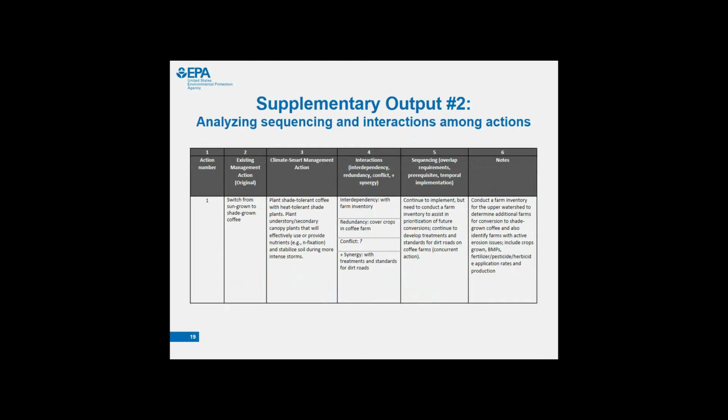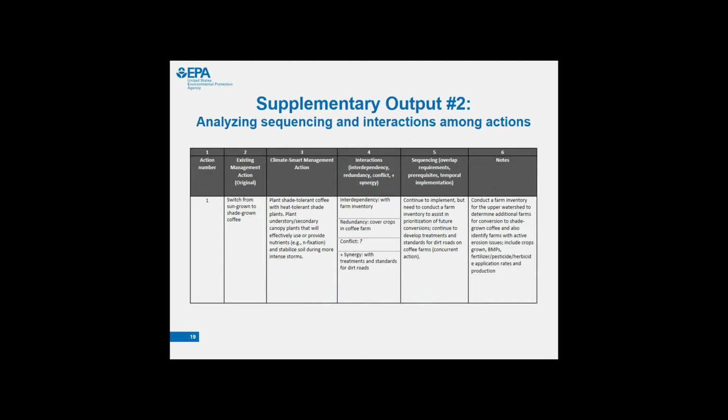So here again is the switching from sun-grown to shade-grown coffee example. So the climate smart version is planting shade-tolerant coffee and heat-tolerant shade plants, and using understory and secondary canopy plants that will effectively use or provide nutrients and will stabilize soil during intense storms. So since when we select the final priority actions for a plan, we're selecting a combination of things that we hope will be effective.